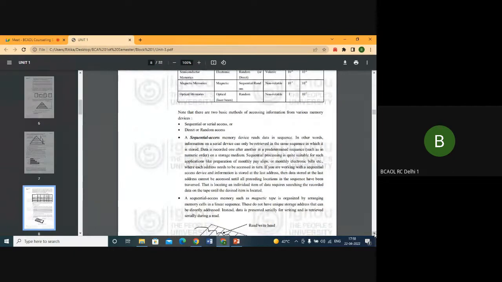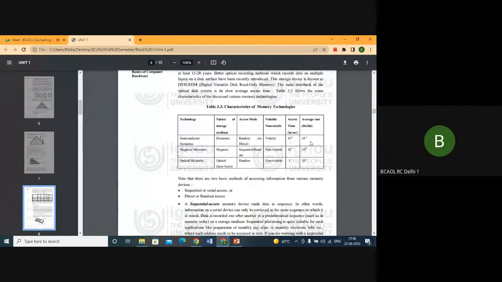Ma'am, what is cost here? What does the term cost mean? It is how much cost will be required to keep a single bit of data inside that memory. Like cost is money? Yeah, cost is money. Okay.